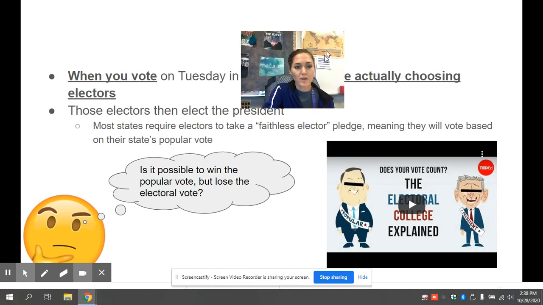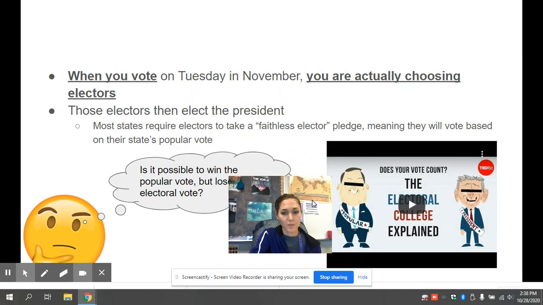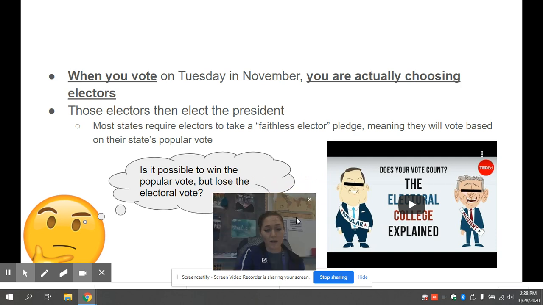All right, so when you vote on Tuesday in November, you are actually choosing electors. This may or may not be on your test. You are technically not choosing the president. The electors choose the president, but they're going to use the information from that popular vote in order to make their decision. Most states require them to take this faithless elector pledge, which means they're not going to be faithful to their party. They're going to be faithful to the state's popular vote.